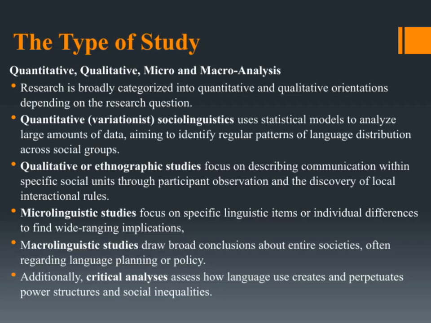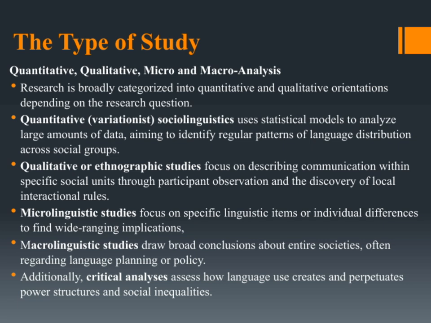Research in sociolinguistics can be broadly divided into two main orientations, quantitative and qualitative. The choice between them really depends on the research question you're asking. Quantitative, or variationist sociolinguistics, involves using statistical models to analyze large datasets. The goal here is to identify regular patterns in how language varies across different social groups. It's about finding the measurable trends and distributions.